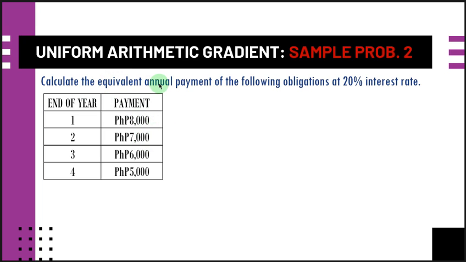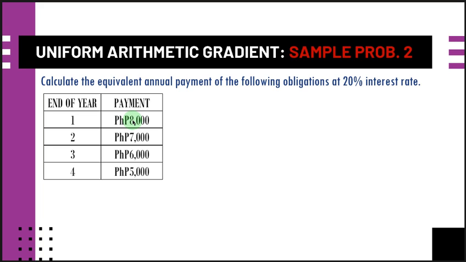Calculate the equivalent annual payment of the following obligations at 20% interest rate. Okay? So we have the end of year 1, 2, 3, and 4. And the payments are: year 1, 8,000; year 2, 7,000; year 3, 6,000; and year 4, 5,000. So as you can observe, our cash flow diagram is the opposite of our example problem number 1.